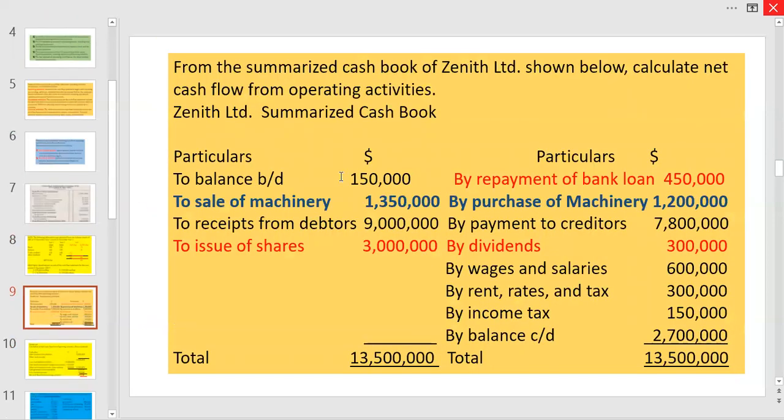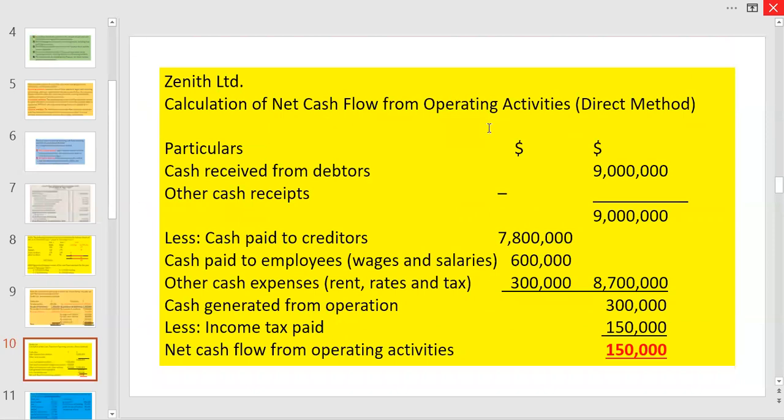A summarized cash book is given and they want us to calculate cash flow from operating activities. If you look at the answer, cash received from debtors 9 million, cash paid to creditors 7.8 million, cash paid for various wages and salaries 600, other cash expenses 300, income tax paid is 150, giving a net operating result of 150.